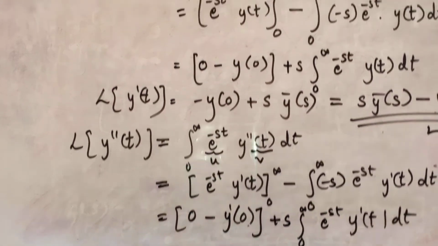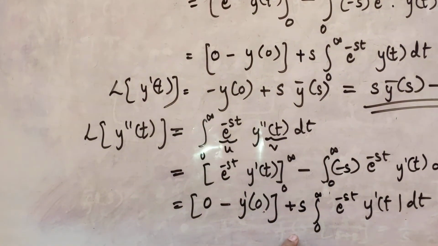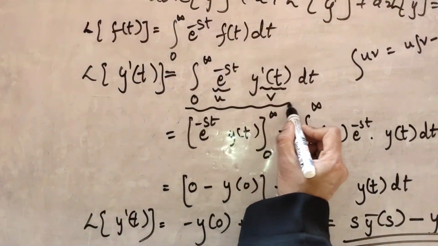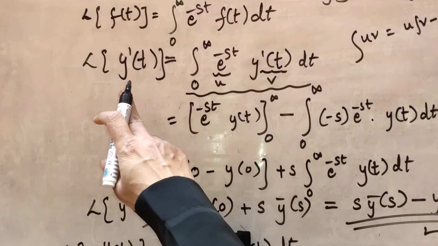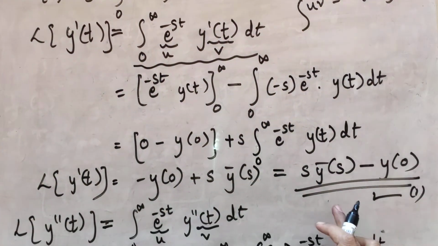Now what is this? Okay, now tell me what is this integral? You just go back to your previous result. It is nothing but this itself. Yes or no? It is the Laplace transform of y dash of t, and for the Laplace transform of y dash of t we have derived it as equation 1.